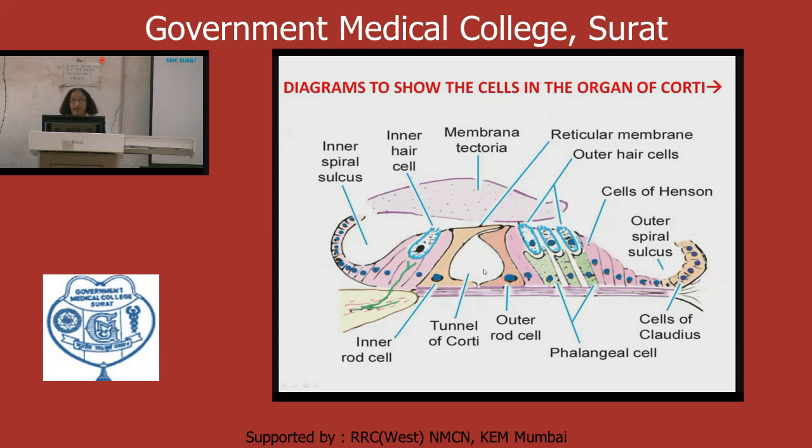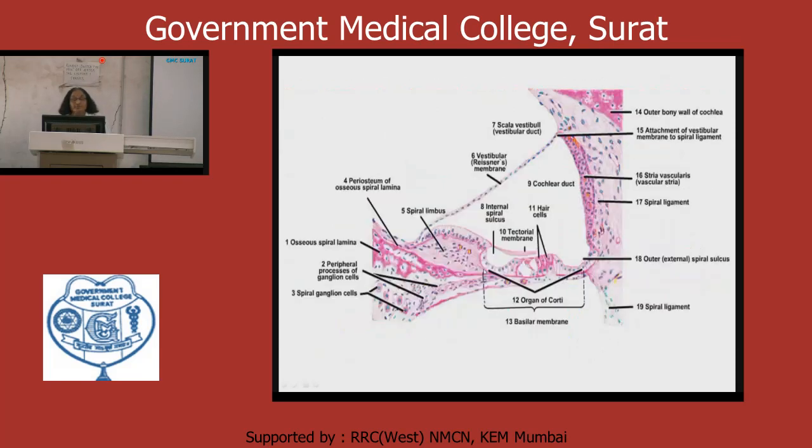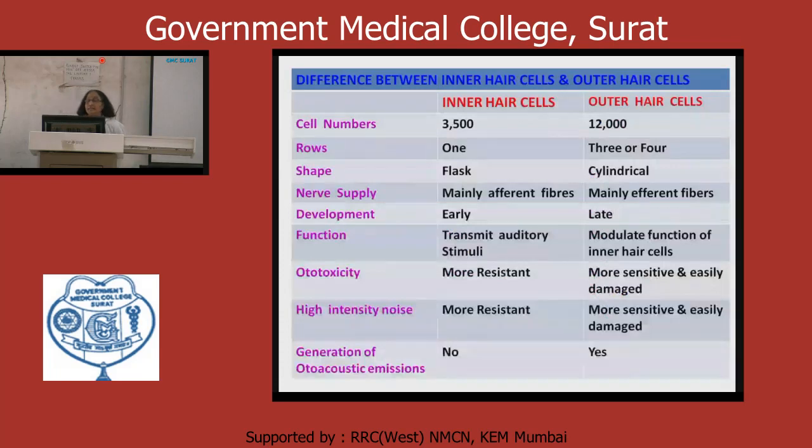Now the difference between the inner hair cells and the outer hair cells. The cell number in the inner hair cells is about 3,500, and in the outer hair cells about 12,000. You can see the difference between these two. Inner hair cells are arranged in 1 row, outer hair cells in 3 or 4 rows. The shape of the inner hair cells is flask shaped, and the shape of the outer hair cells is cylindrical.